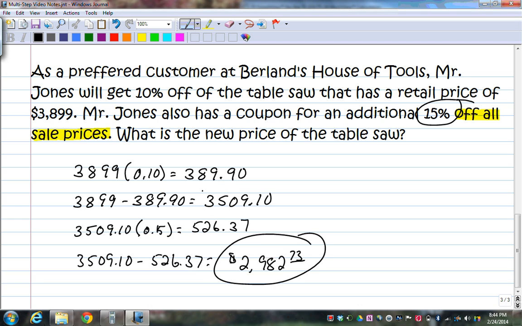You couldn't have taken the 10% and the 15% and say 25% off. It wouldn't have worked because it's 15% off of the sale price. So you have to find the initial sale price first, then take an additional 15% off of that. Okay? Now, that one right there, you really want to understand that one. You might see it again sometime soon. Hint, hint, wink, wink. Goodbye, my friends.